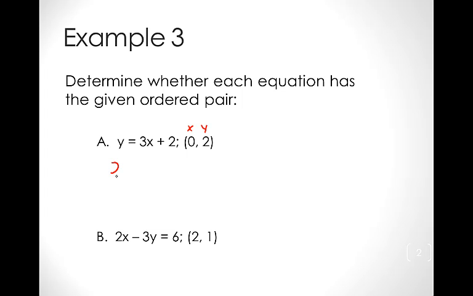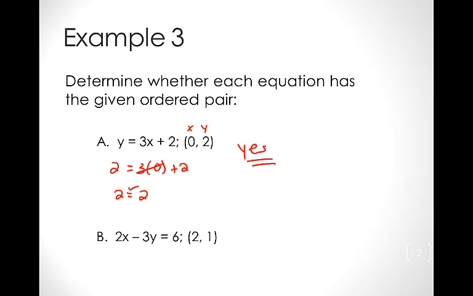So we're going to say 2 equals 3 times x, which is 0, plus 2. And we're just going to see, does this satisfy it? Sure, 3 times 0 is 0, and I get 2 equals 2. So that checks out. So yes.